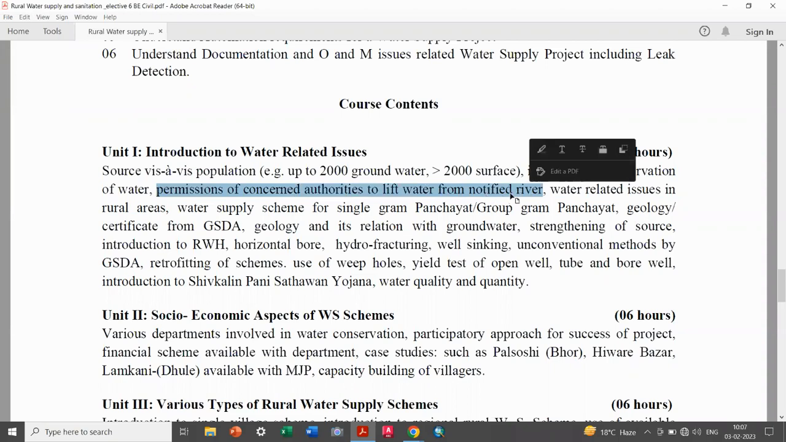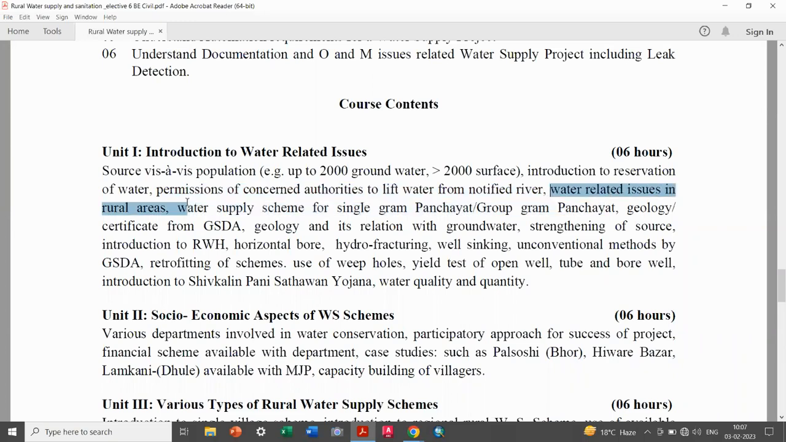So to lift water from any such water body, we need to take permission from the respective authorities, maybe the Tahsildar, maybe the irrigation department, the minor irrigation office, or the irrigation department in case of some large reservoirs. So regarding water related issues in rural areas, you can see there are so many issues that can be solved with the participation of people. The cooperation of people is required for the smooth working of these schemes.